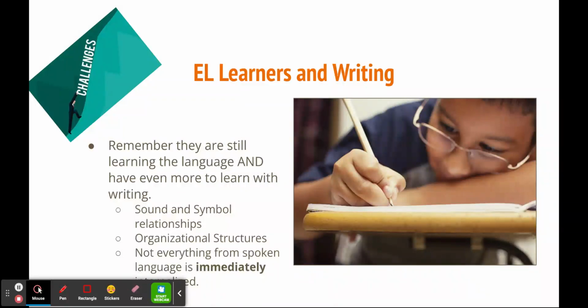So, talking about EL learners and writing, just like everything else we've talked about with ELs, these are really just good practices for all students. But remember that some students who are ELs are still learning the language and have even more to learn with writing. Thinking about certain ELs that might struggle with sound and symbol relationships and how everything is structured and organized for writing, and just knowing that everything a student says doesn't mean they can immediately transfer that to writing.